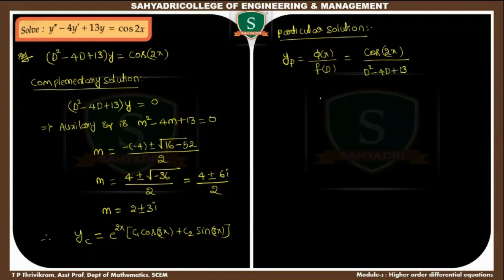Okay, so what I said, first you have to identify what is the a value. So what is the a value? Coefficient of x. So coefficient of x is 2. So in the place of d square, you have to substitute minus a square. So minus 2 square, so this is nothing but minus 4. So in the place of d square, you have to substitute minus 4. So cos 2x divided by minus 4 minus 4d plus 13.